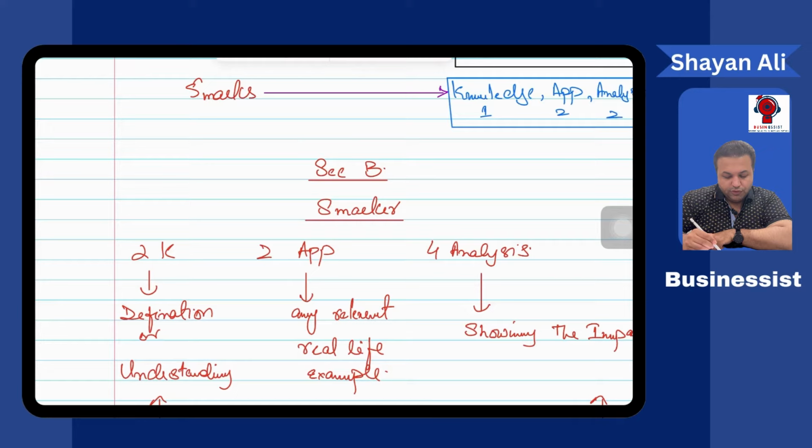Then moving on to the 4 marks analysis. 4 marks analysis, definitely showing the impact. So analysis is basically the impact of your overall knowledge and understanding, and the impact definitely could be positive as well as negative. Now here is a short tip, a quick tip rather.